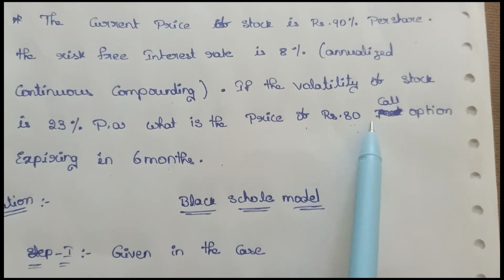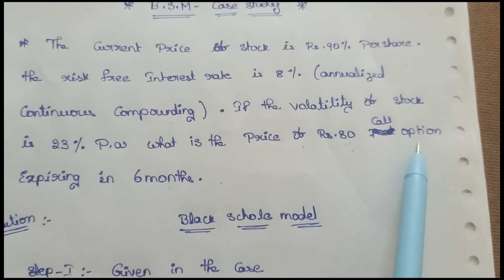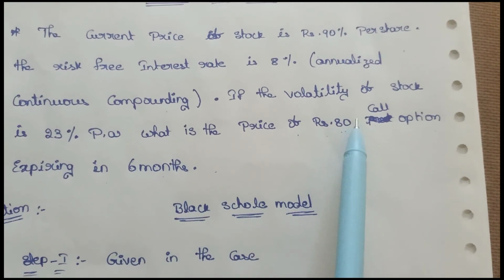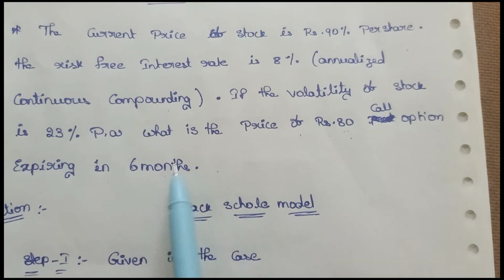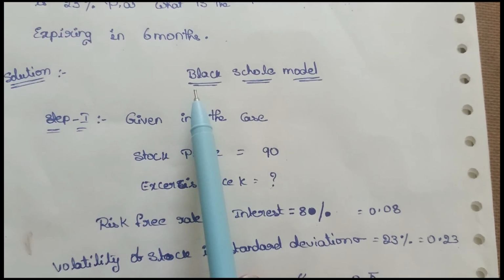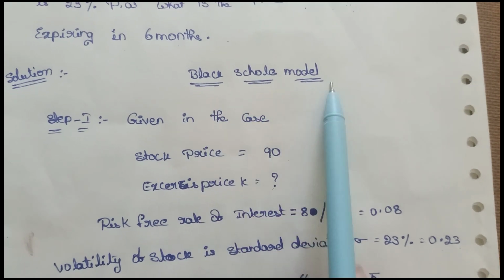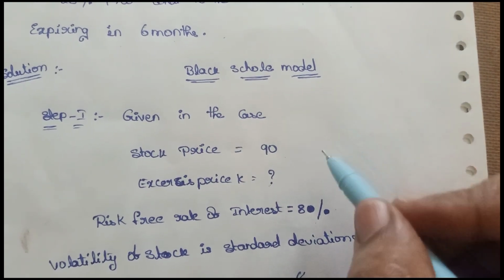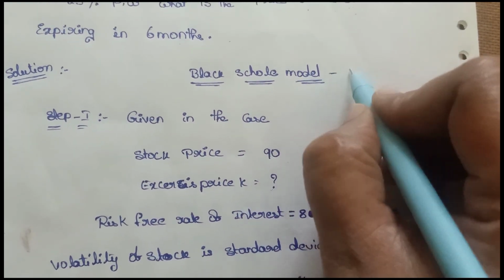So here they mention us to calculate the call option. So we have to calculate the call option, and there is no need to calculate the put option. How do we have to write this in the case study? In the Black-Scholes model, this is the title we are giving, and what we have to calculate here is the call option.